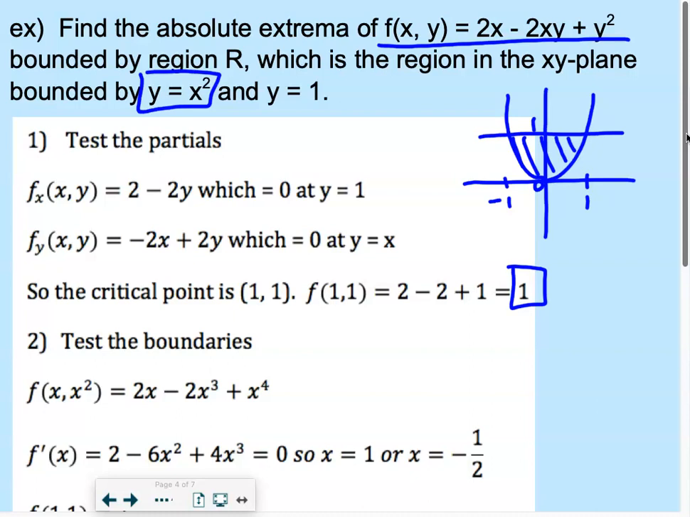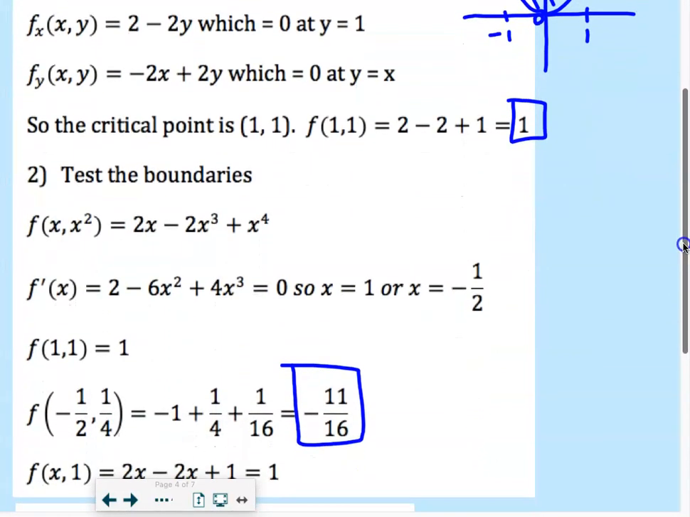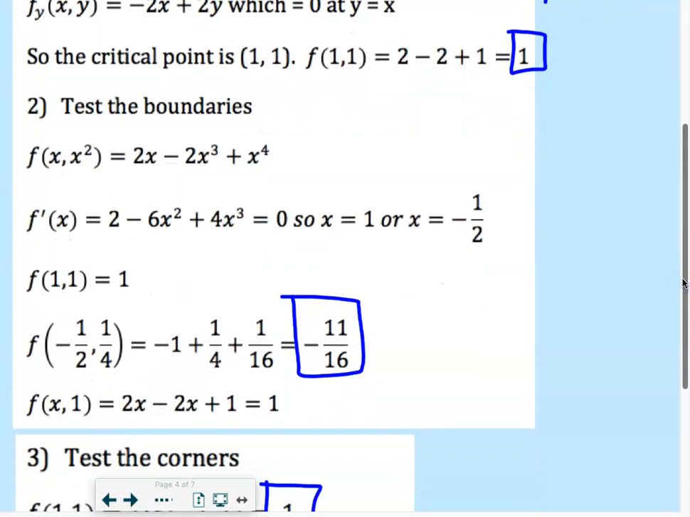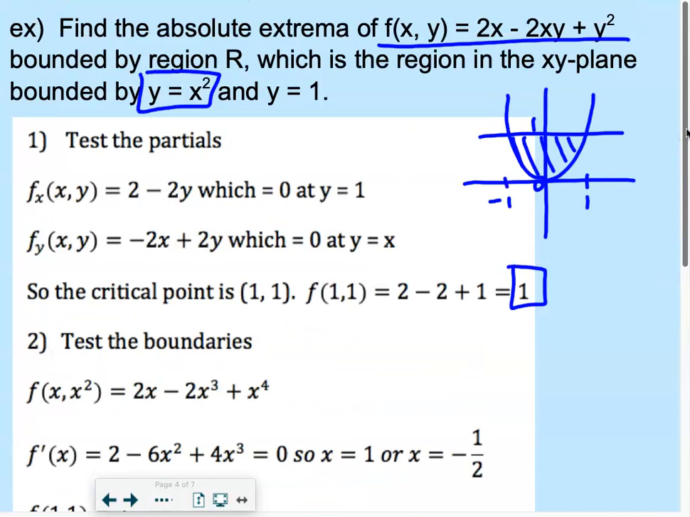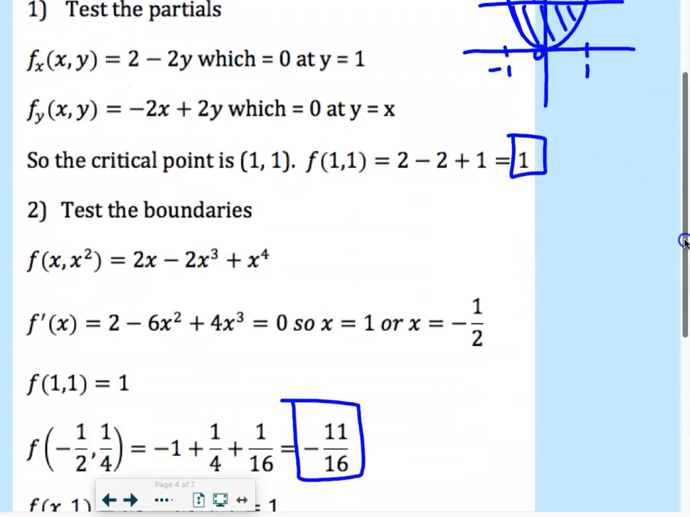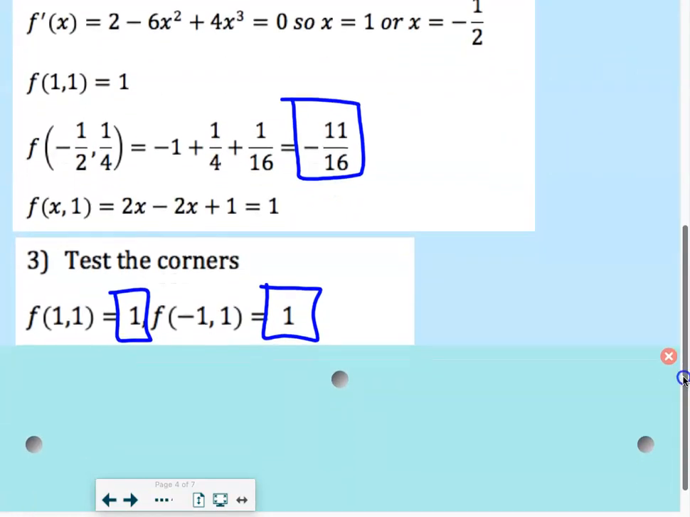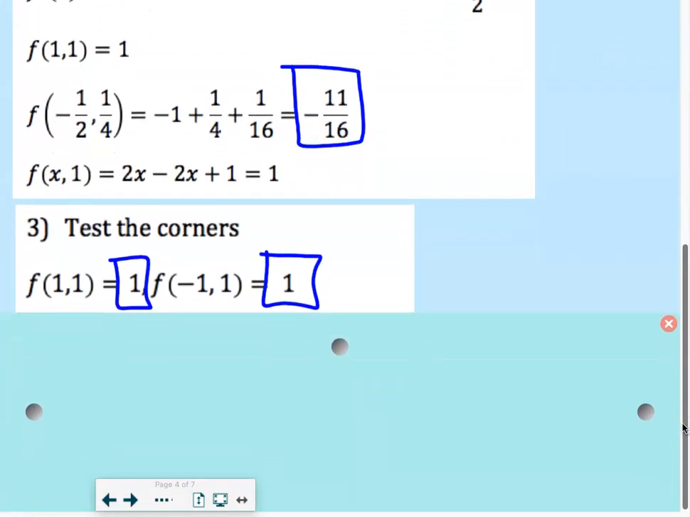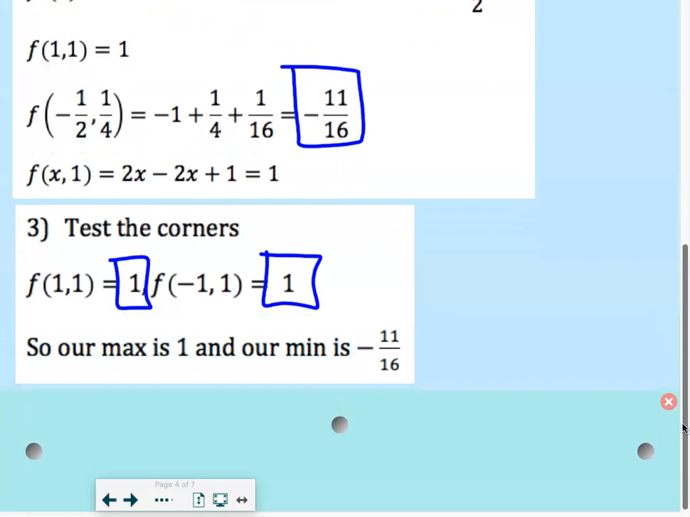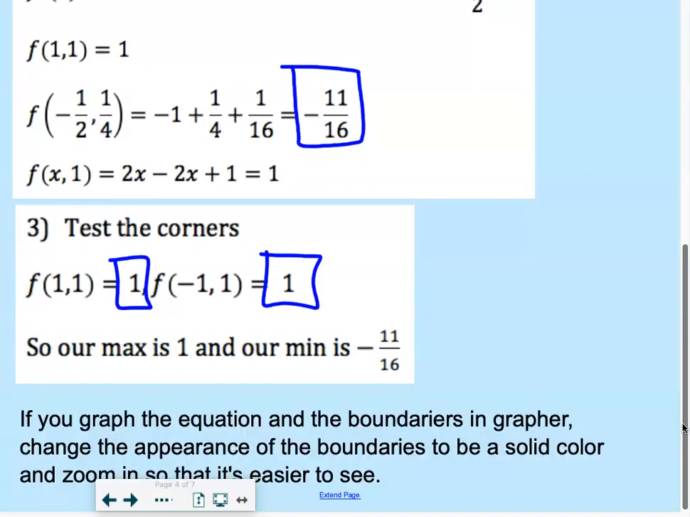1, 1, that one's fine, right? Let's see. -1/2, 1/4. That's fine. It's actually on this boundary. Let's see. 1, 1, -1, 1. Those are all fine. So you do a check to make sure everything is fine. Once you've done your check, the biggest z-value you found is your max, and the smallest z-value you found is your min.